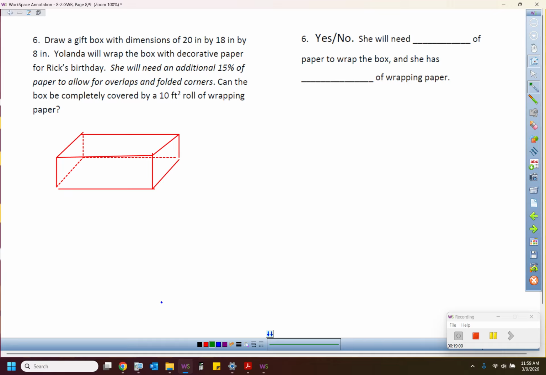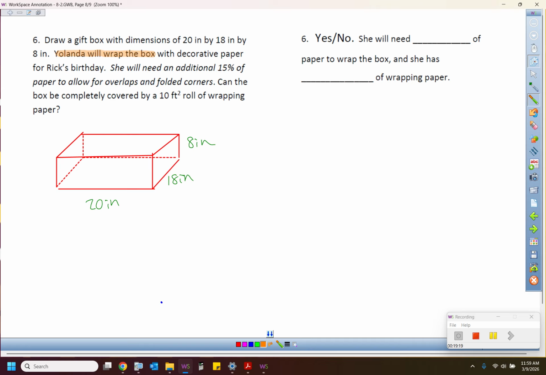By the way, the box is 20 inches by 18 inches by 8 inches. So I just put those in. And notice I also put the labels of this guy because we're going to have to maybe do some converting. So what do I want to find? She's going to wrap the box with decorative paper for Rick's birthday.